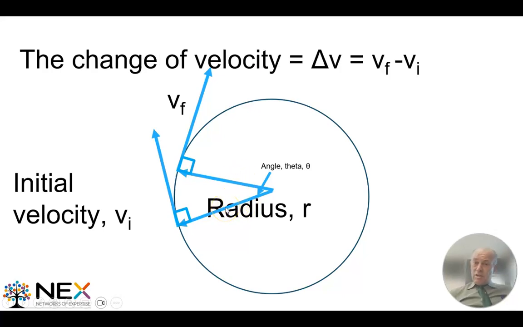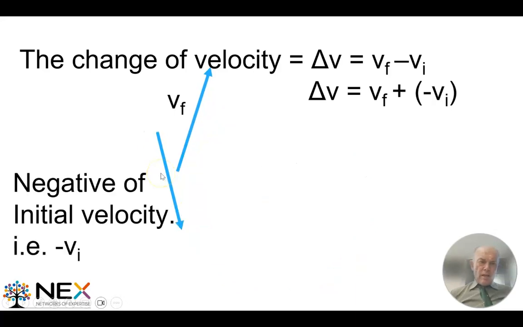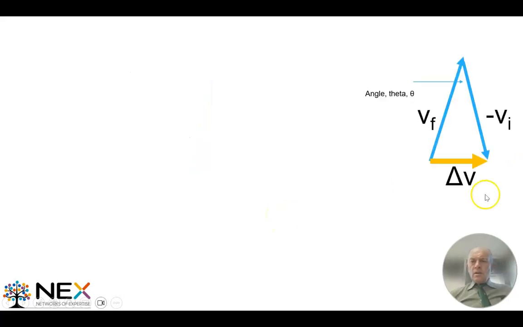Now, the change in velocity is the afters minus the befores, final minus initial. We cannot subtract vectors, so we don't. This is the initial velocity, which is up and to the left. What we do is we add the negative of the initial velocity, and the negative of that is down and to the right. It's just the direct opposite. So now we can add them.